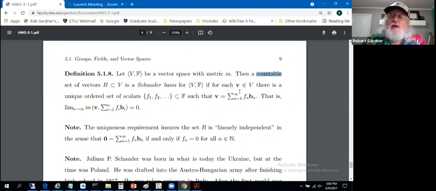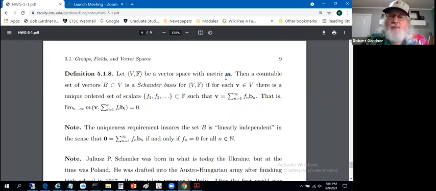That is, every vector v is a sum from n equals 1 to infinity of f sub n, b sub n, where the b sub n's are in this basis B, and the f's are a countable collection of scalars as appropriate. So in some sense, somewhere under this is a linearly independent spanning set. But we're taking not finite sums anymore, but infinite sums.